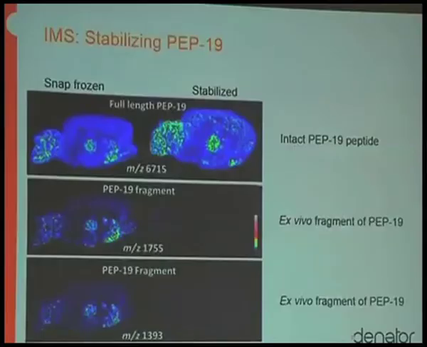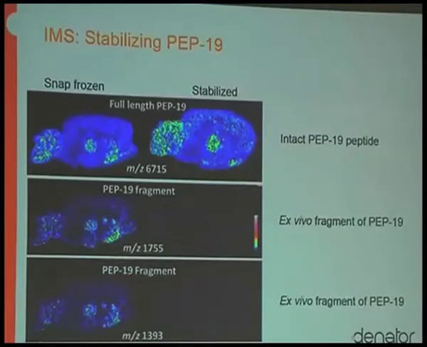Another peptide example, this time with a technology called MALDI imaging. You have a thin section of a mice brain, in this case. What we have here is the cerebellum, the hindbrain, and you have the cortex up here. We're looking at a peptide called PEP19. It's rather large, 6,715 is the mass. In the full-length peptide, we see the distribution pattern in this tissue is relatively equivalent, slightly higher in the stabilized tissue, but nonetheless very similar.